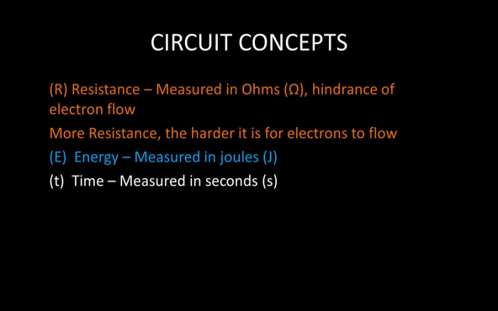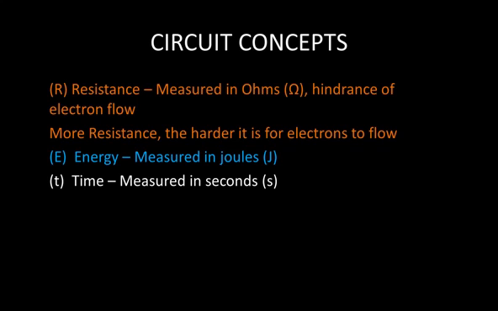Next we've got resistance, R, which is measured in ohms, and the symbol for that is the omega sign. Now what is resistance? Basically, resistance is the hindrance of electron flow. So basically, the more resistance, the less current you'll have. Resistance is trying to stop the electrons from flowing. And so the more resistance, the less effectively the electrons will pass through the circuit. Think of it like when you're playing American football.